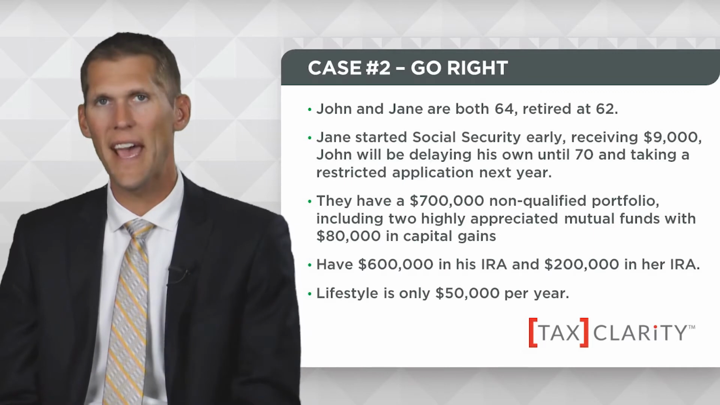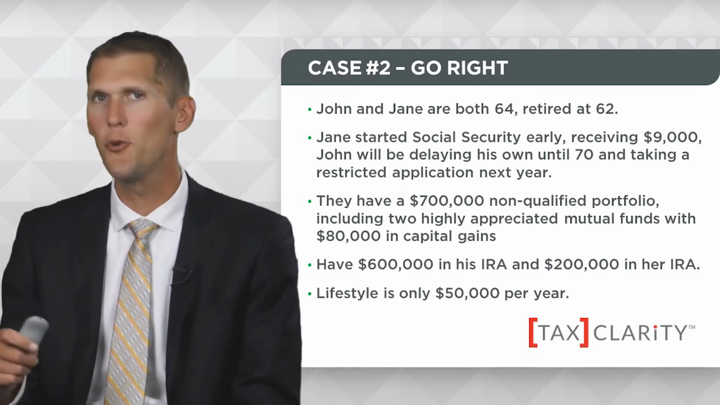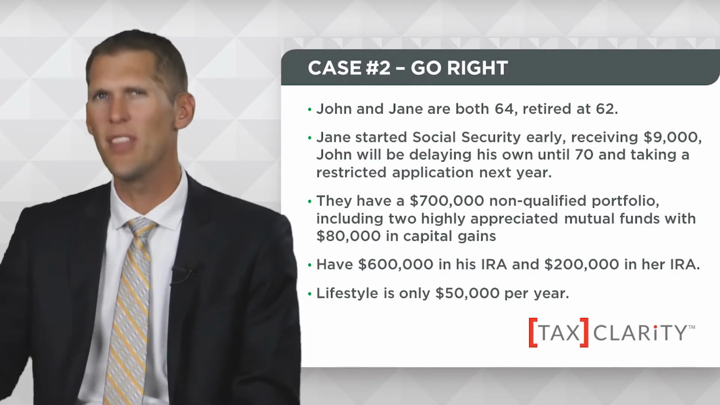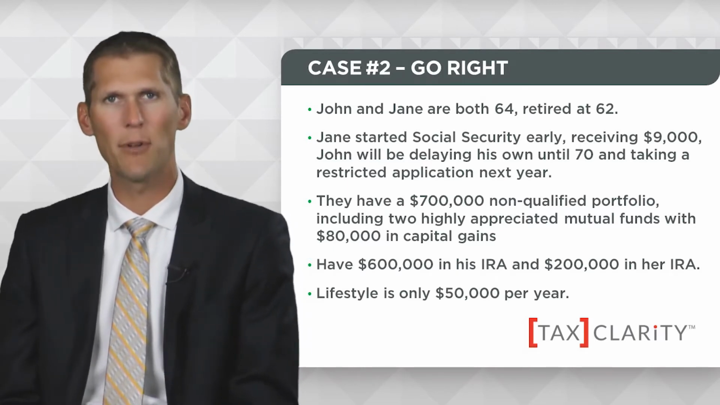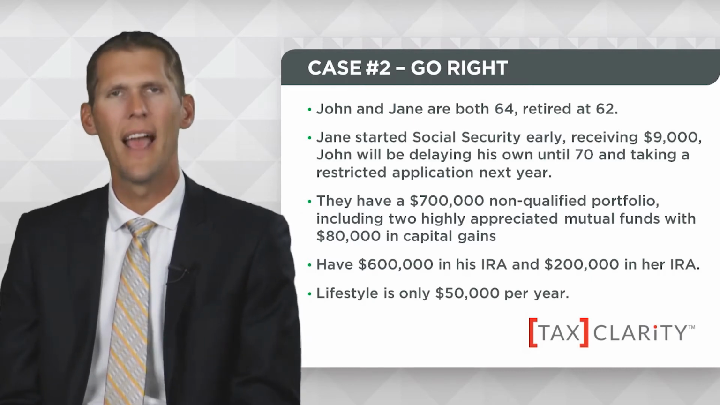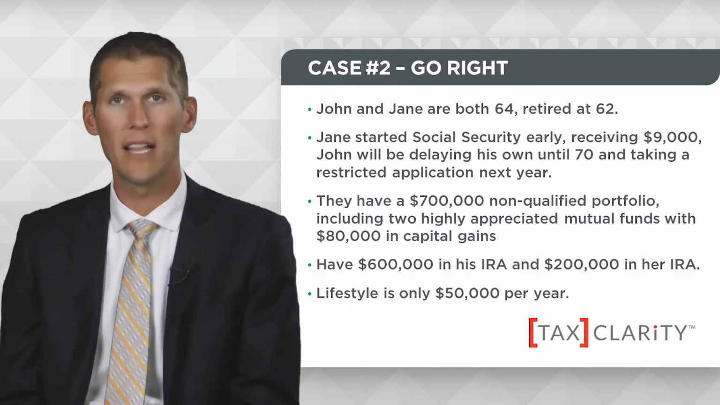Now they have $700,000 in a non-qualified investment account. That includes 2 highly appreciated mutual funds. Maybe those transferred in from a prior advisor. And they've got $80,000 capital gains in those two mutual funds. They've got $600,000 in his IRA and $200,000 in her IRA. And their lifestyle's only $50,000 per year.